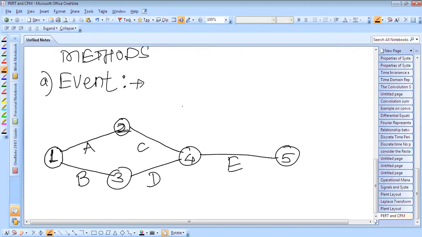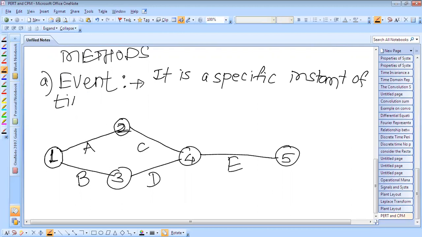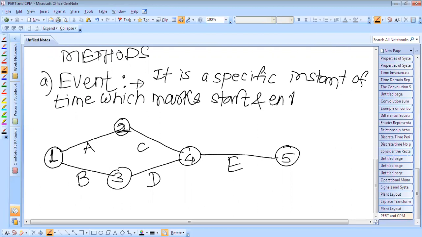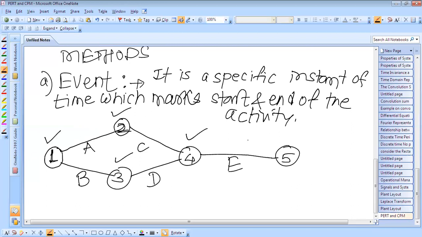So what is an event? An event is a specific instant of time which marks the start and end of the activity. So this is event 1, this is event 2, this is event 3, event 4, event 5.